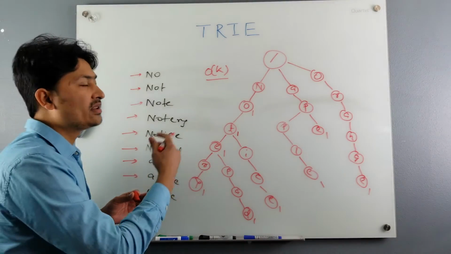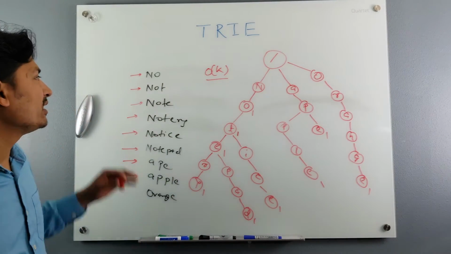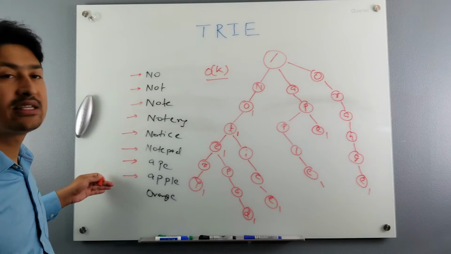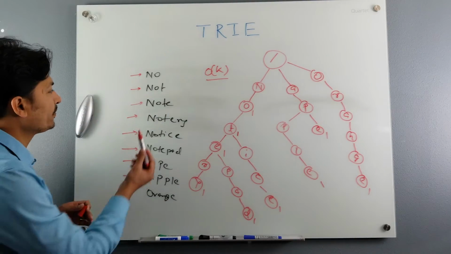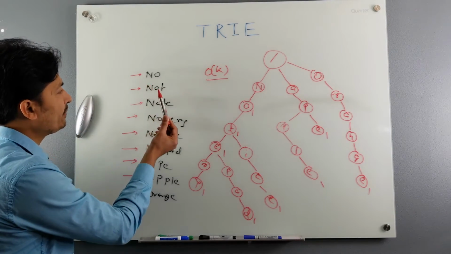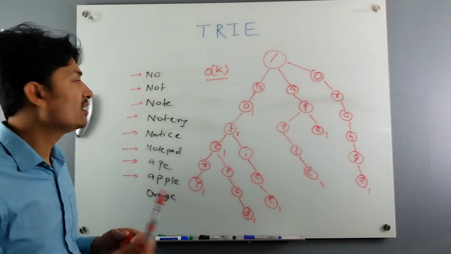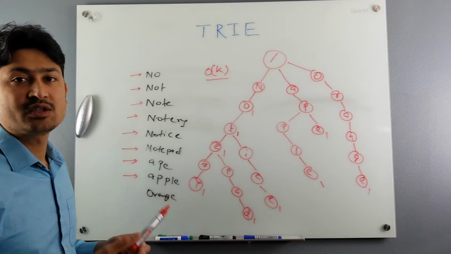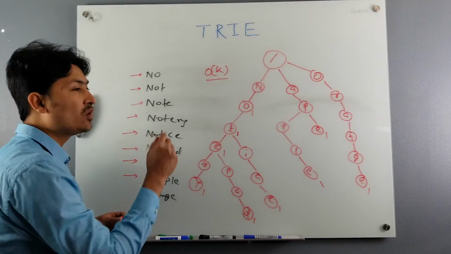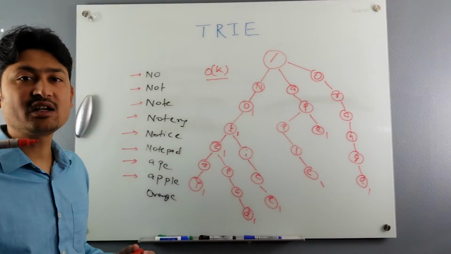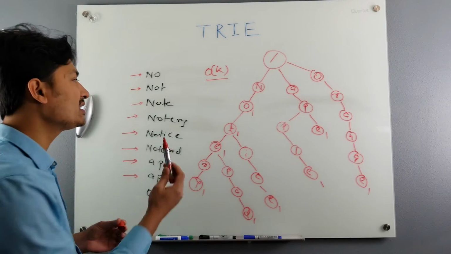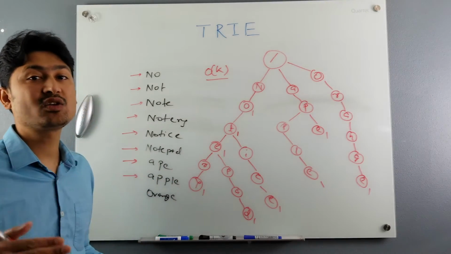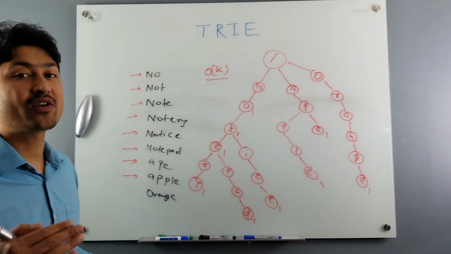Let's try to compare this with a hash map. So in the hash map, if you need to store all these elements, you would be having a separate key for no, not, note, notary, notice, everything. So there, you are not reusing the characters for the common prefixes. So this is definitely a better utilization of space in the case of a trie.